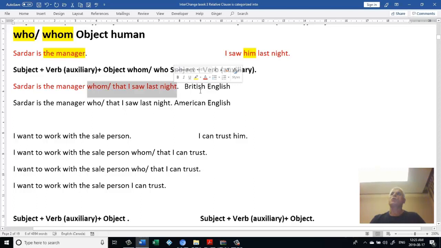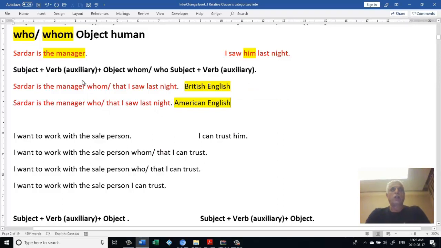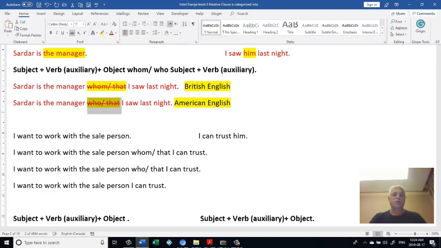This is, if you remember, we said we use whom in British English. Okay, we have to remember. Then the second sentence is the same thing. We say Sardar is the manager who or that I saw last night. This we said in American English. The differences between who as the subject and who as the object in American English. Who we could delete. For example, we have it here. Who or that, we could delete both of them. Same thing here. Whenever we have a relative pronoun that comes as the object, we could delete it. For example, here, we could delete this. Same thing, we could do it here. Okay? Only when the pronoun comes as the object.